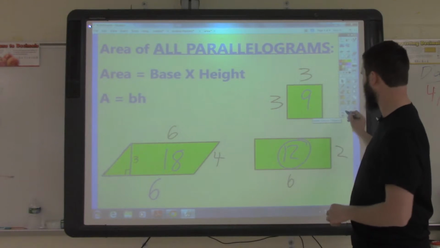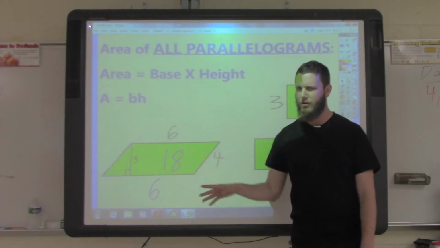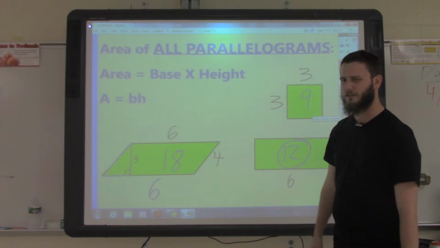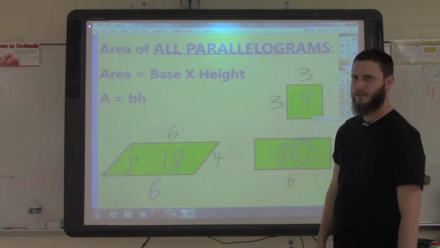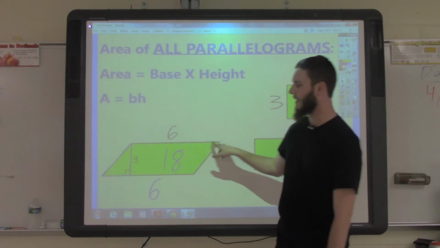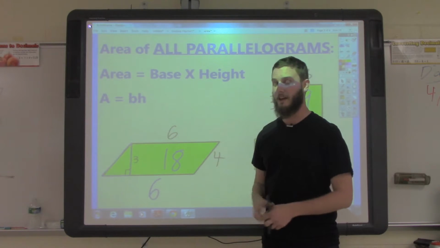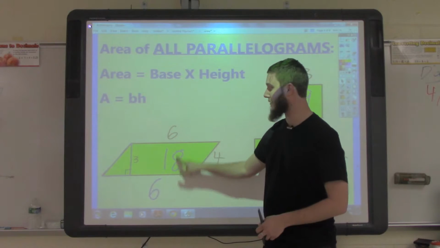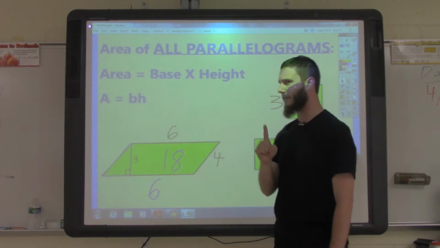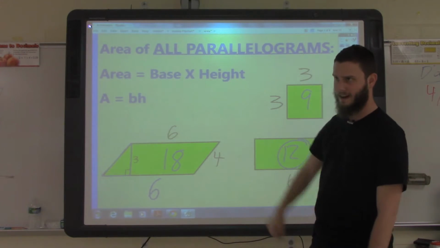But frankly, it's way too much work to try to draw a triangle and reconfigure a shape every single time you want to do it. So for now, understand that a parallelogram is simply a shifted over rectangle. You still have a base, you still have a height, but don't be tricked. Do not fall for the diagonal.